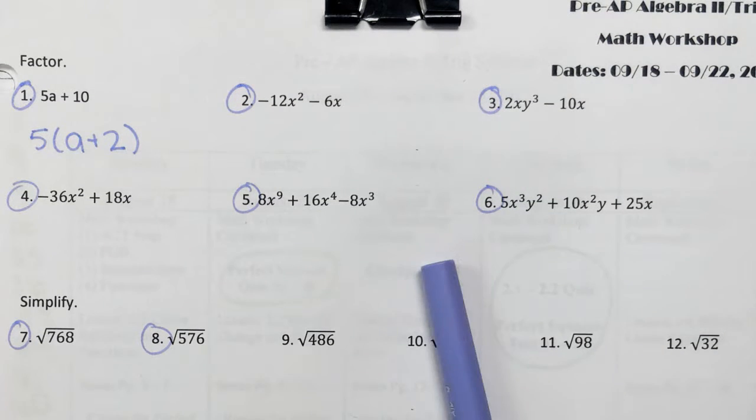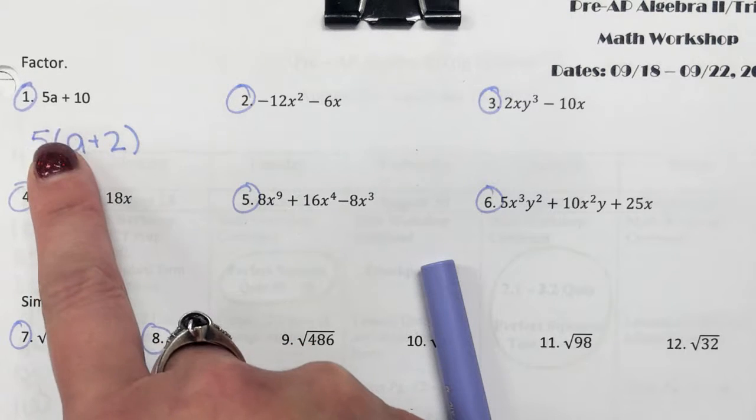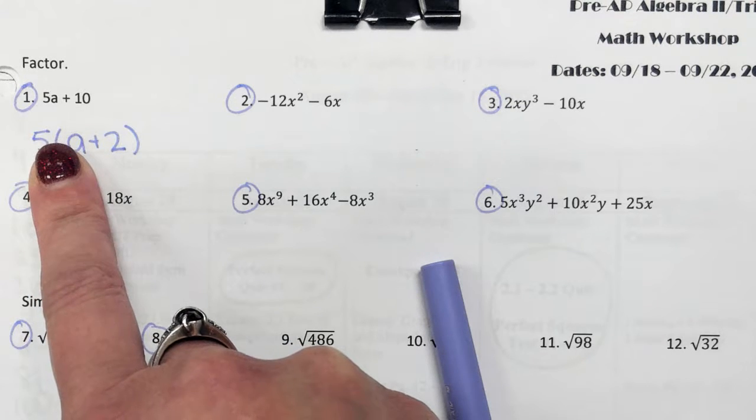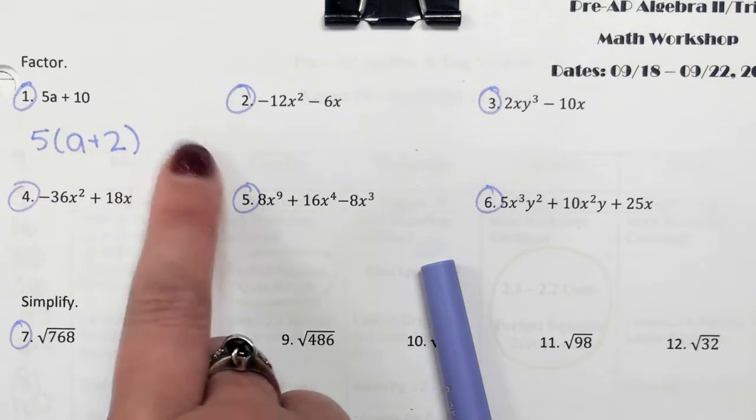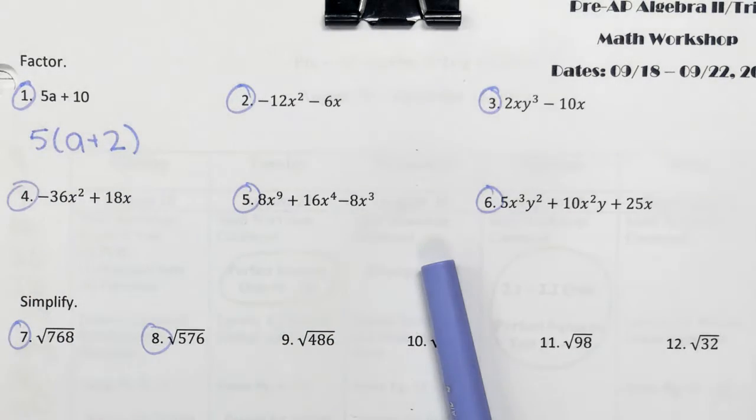Right, Melanie put up number 1. So how did she solve this right here? How did she factor that? What did she use? GCF, right? And the greatest common factor between 5 and 10 is 5. So very good job. All right, Kayla's going to put up number 2 for us, right?